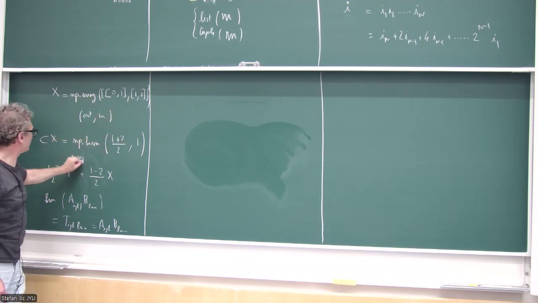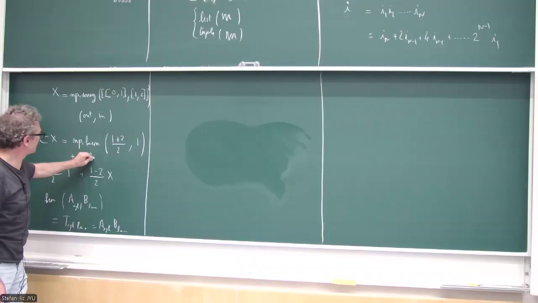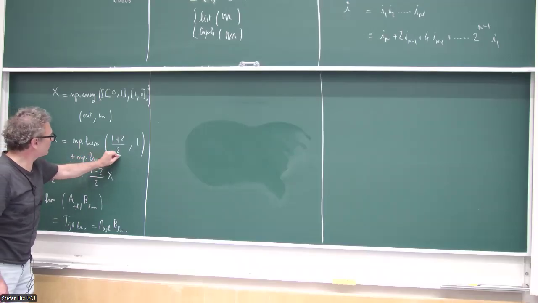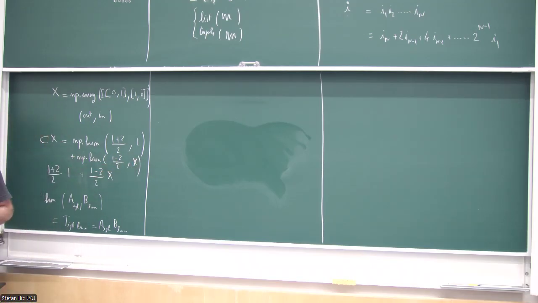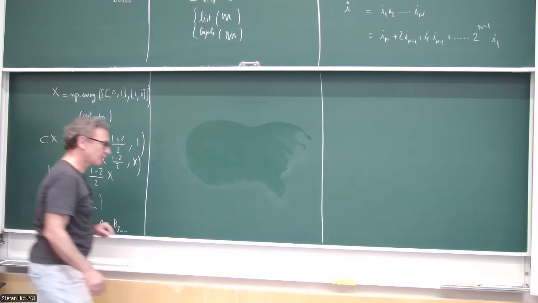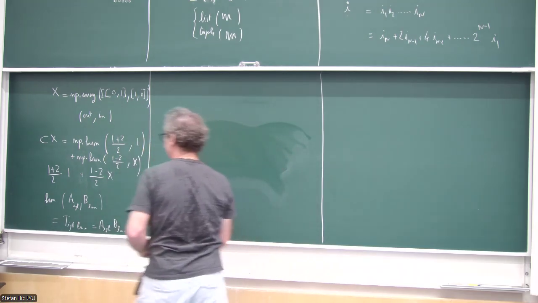Plus np.kron of (1 minus z)/2 comma x. Again, there is only one pitfall here.